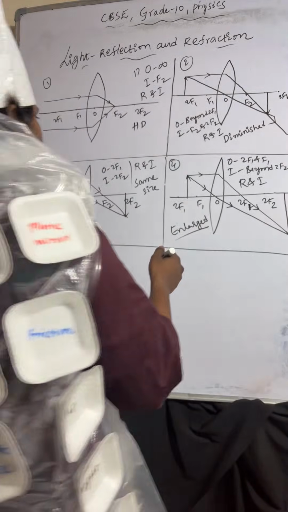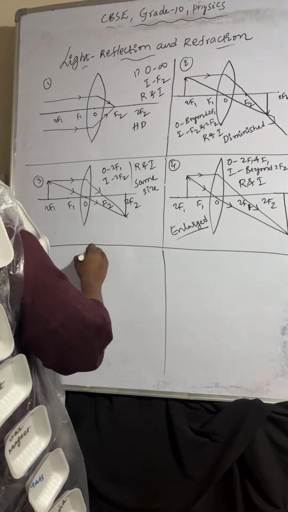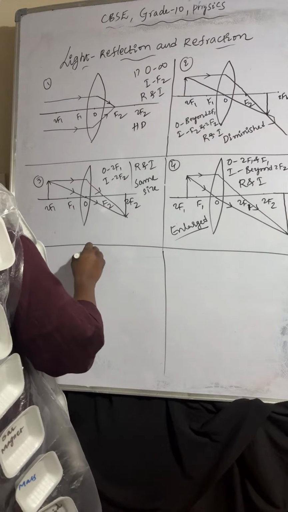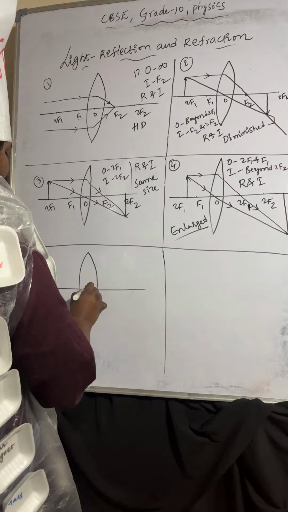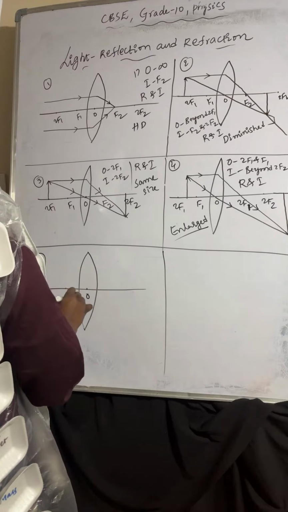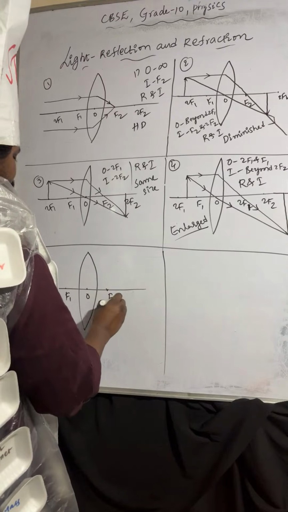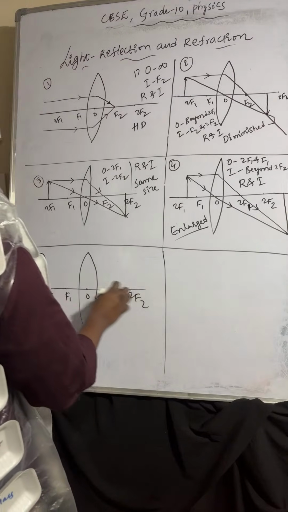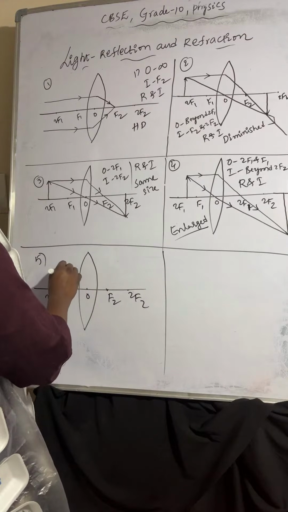Yeah, correct. So coming to the fifth one. Optic center, F1, 2F1, F2, 2F2. So the object is placed at F1.